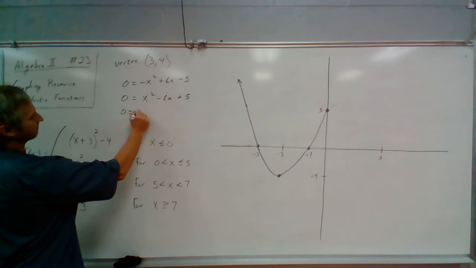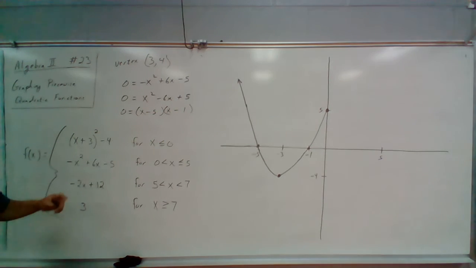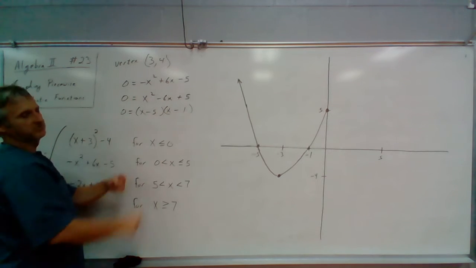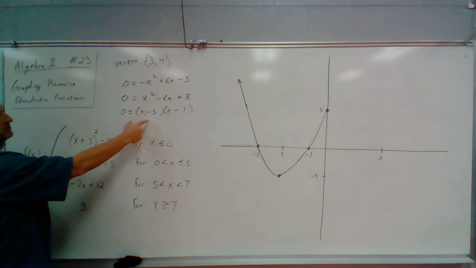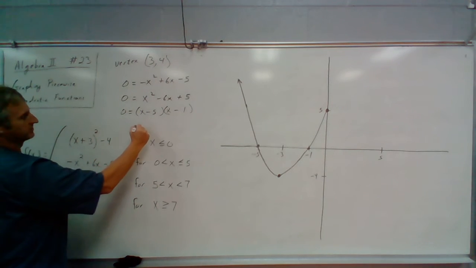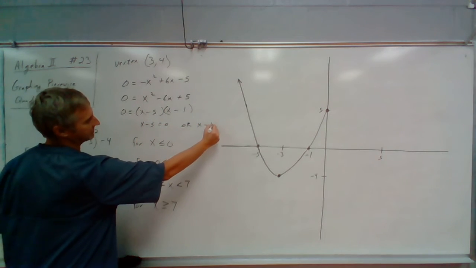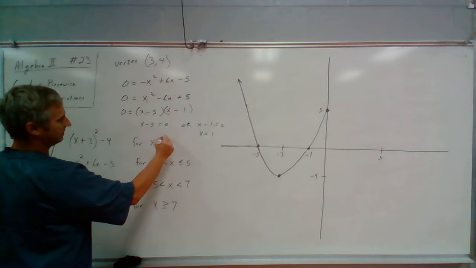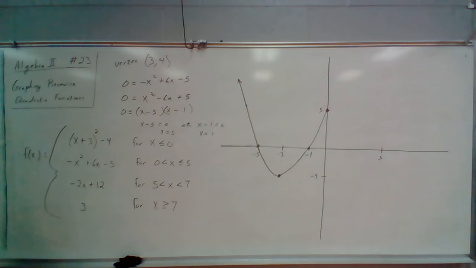Now let's factor. x minus 5 and minus 1. So x squared minus x minus 5x is minus 6x and then plus 5. So I have two expressions that I'm multiplying together and the answer is 0. So either one of those expressions can be 0. So either x minus 5 is equal to 0 or x minus 1 equals 0. So either x equals 1 or x equals 5. So my roots are at 1 and 5.